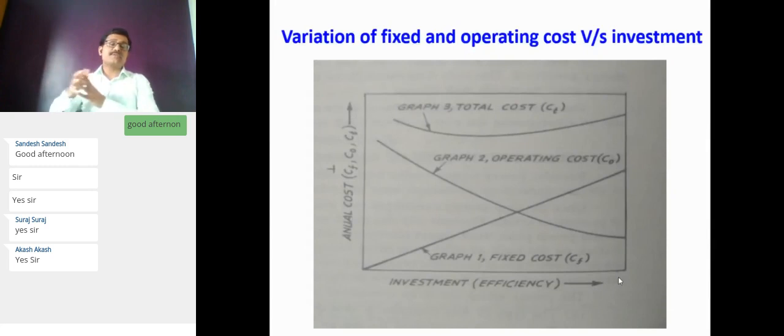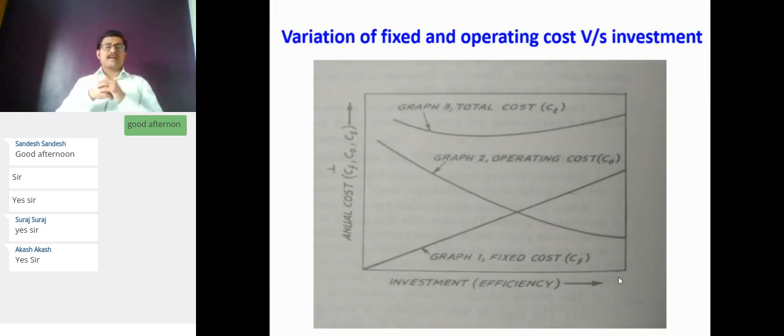If the engine is having very good efficiency, high efficiency, the amount of the fuel that is required for the operation of that high efficient engine will be very less. So the cost of the fuel will be less. Or in other words, we can say the operating cost or the running cost of that engine would be less.